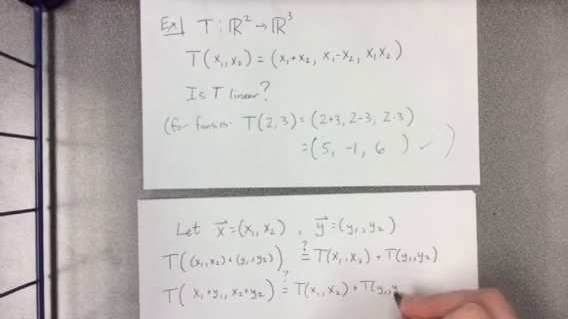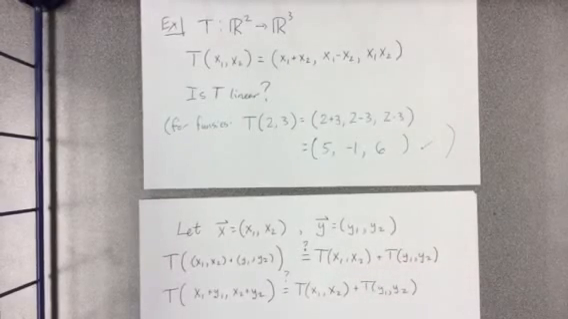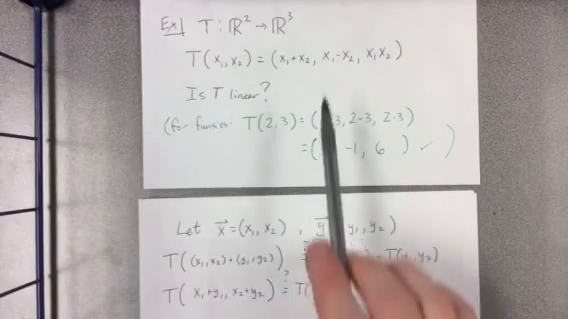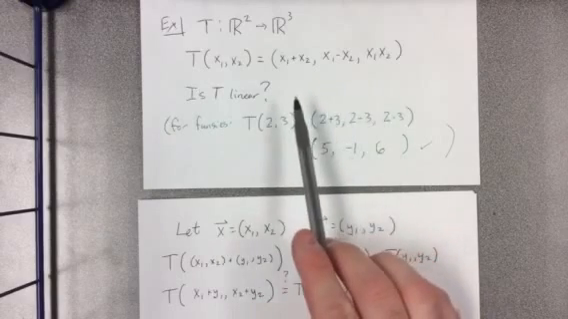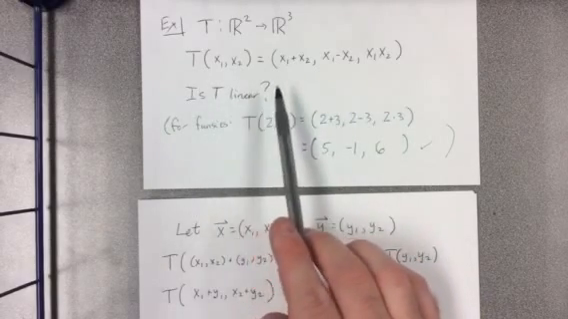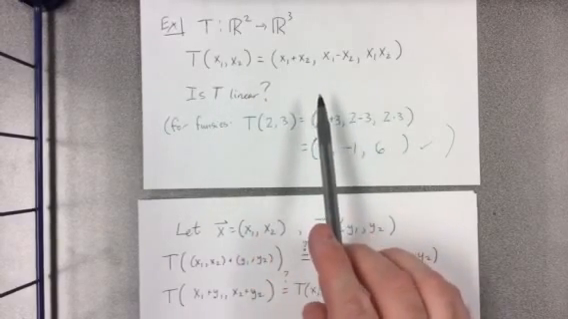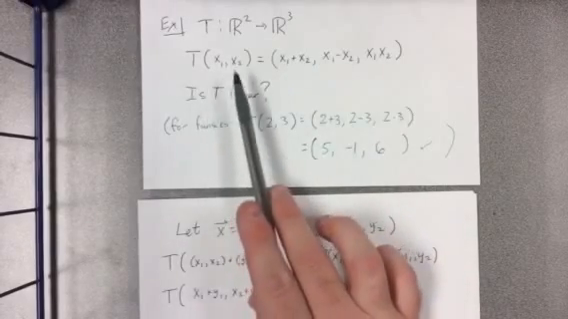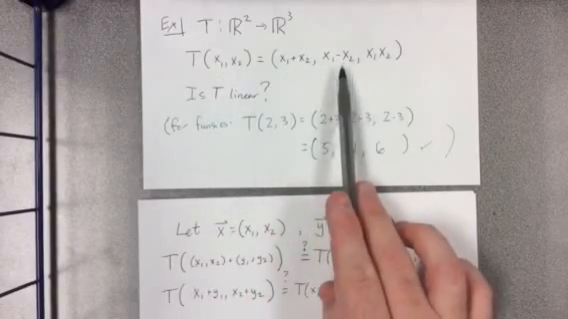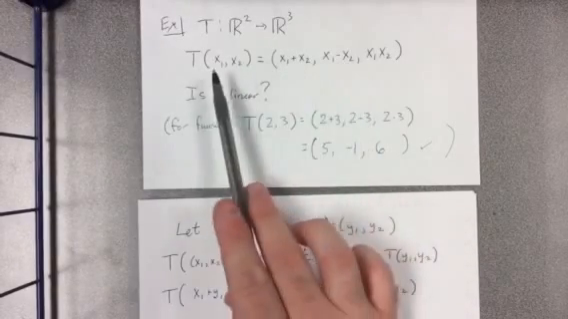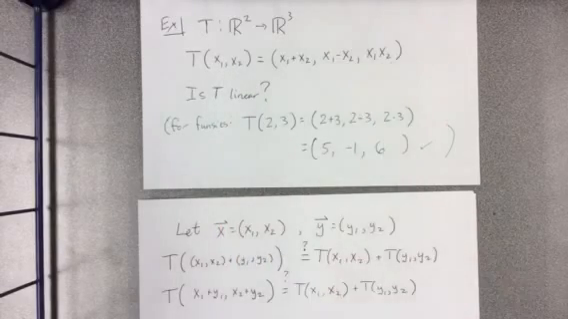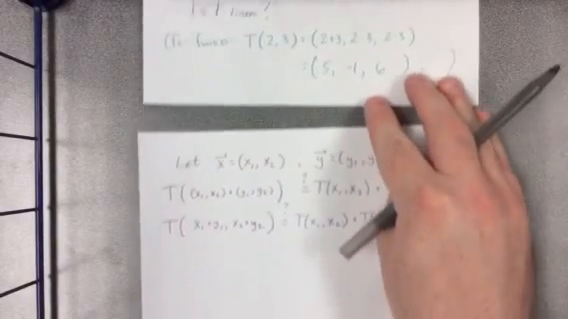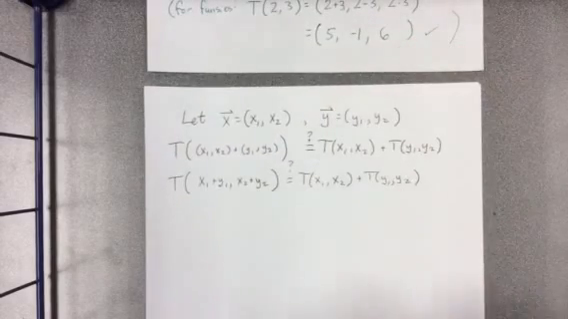y1, y2. Okay. Now that everything is in the form T of something that's about to take place, I'm going to head back up to the definition of what our transformation was, which was take the first component plus the second component, that'll be the first component of the result. First component minus second component, that'll be the second component of the result. And first component times second component will become the third component of the result. So with that in mind, let's transform these vectors.